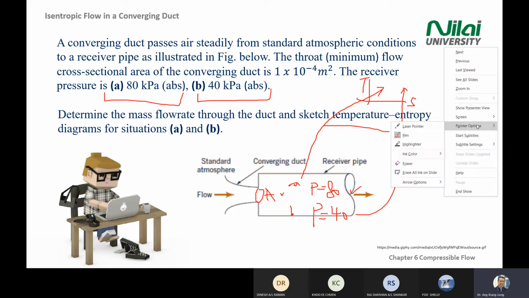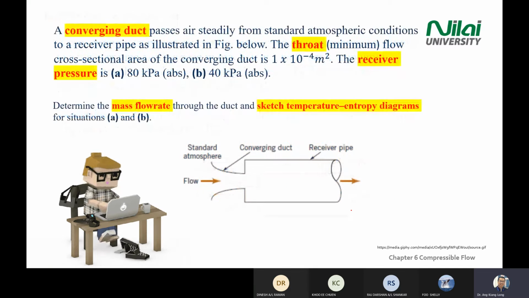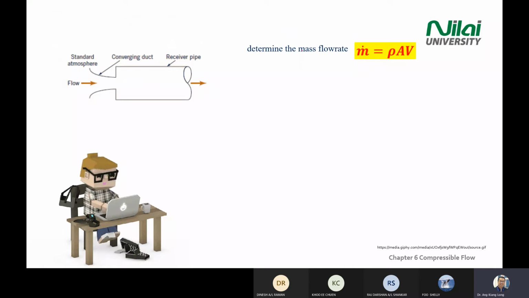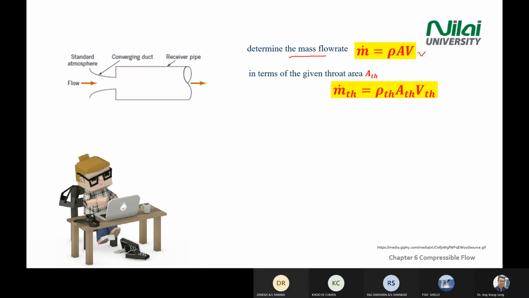So what is the strategy we use to solve this kind of question? First, you need to calculate the mass flow rate given by rho AV. I think this one you are expert already, m dot equal to rho AV. Since we are given the parameters at the throat, we just modify our equation a little bit to calculate the mass flow rate at the throat. So we write m dot throat, and all the parameters are at the throat: density at the throat, area at the throat, velocity at the throat.